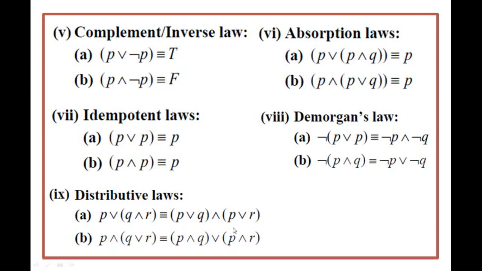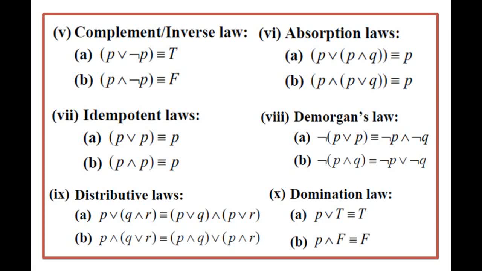Sometimes they give the right-hand side values, so you should know how to write the left-hand side values. Here you see what the common variable is. P is common, so you take it outside. The next common connective symbol is also common, so you take the common variable and common connective symbol outside. Then we can write the remaining values, which are Q and R. Here also P is common, so you take it outside, and the remaining is Q or R. So this is called the distributive law.